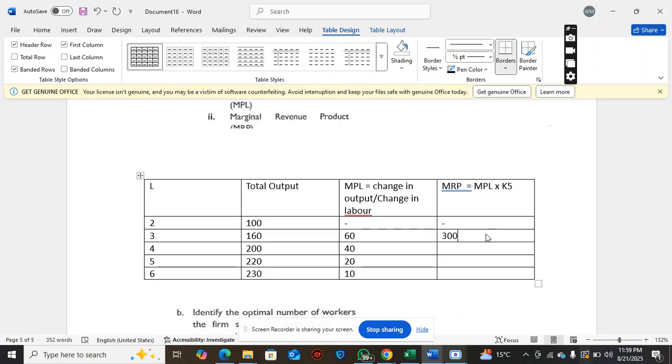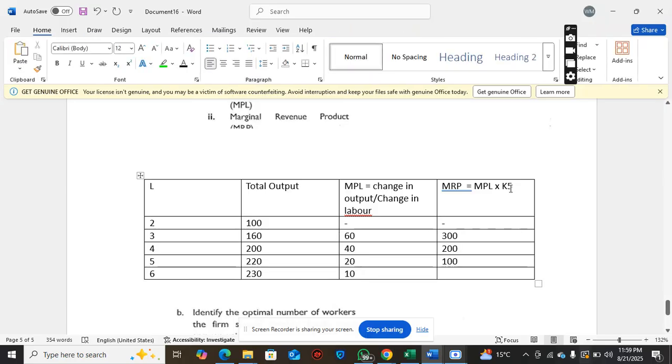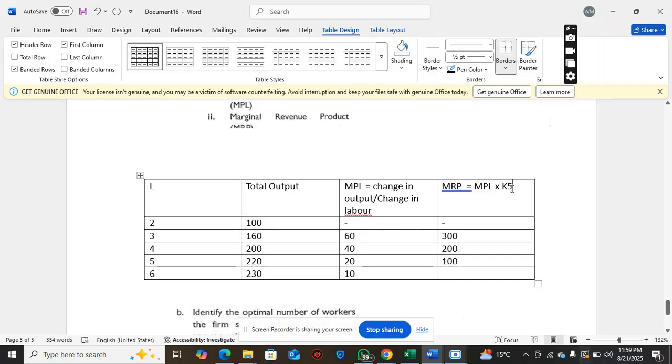This fourth worker brought in 40 extra units. So what's the additional revenue they've generated? 40 times 5, 200 kwacha. This fifth worker has brought in 20 extra units. What's the additional revenue? 20 times 5, 100 kwacha. This sixth worker has brought in 10 extra units. So what's the additional revenue they bring in? 10 times 5, 50 kwacha.